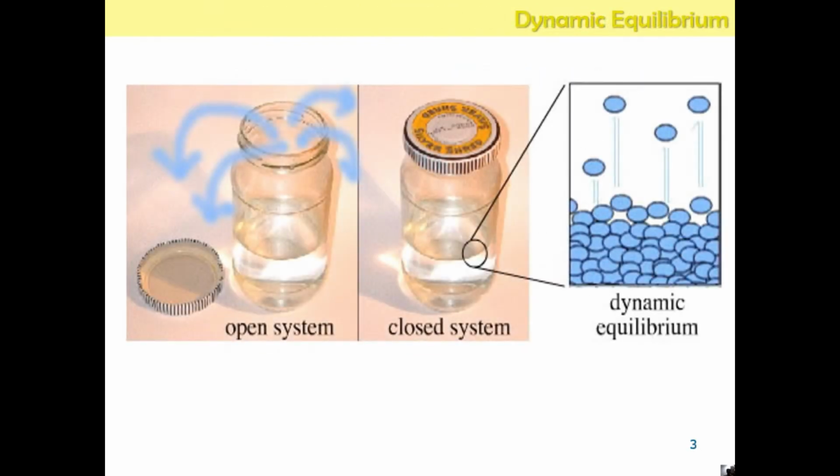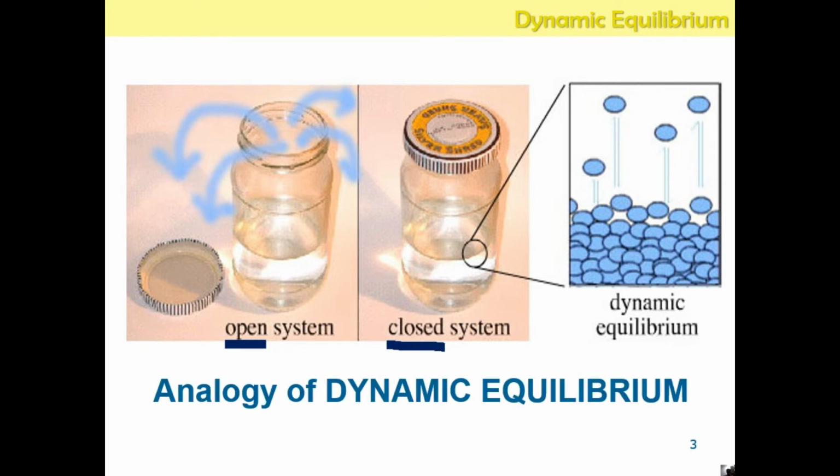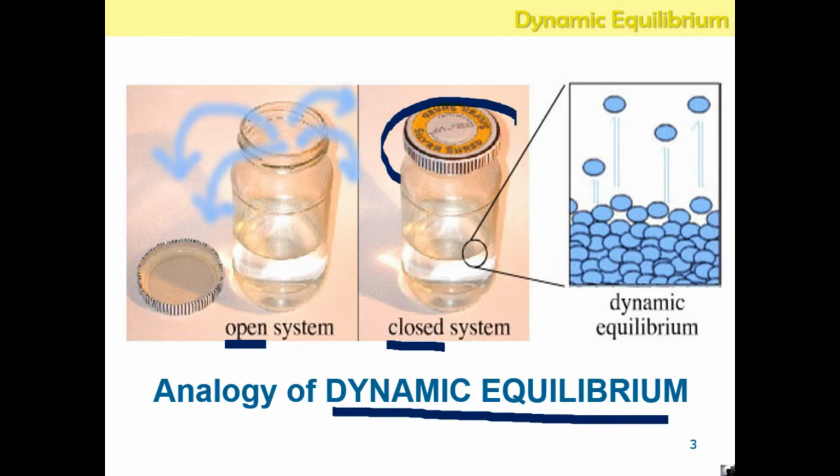Before we go into further study, we need to know that in thermodynamics there are three systems. The first is the open system, the second is the enclosed system, and one more is the isolated system. And dynamic equilibrium only occurs in the closed system.